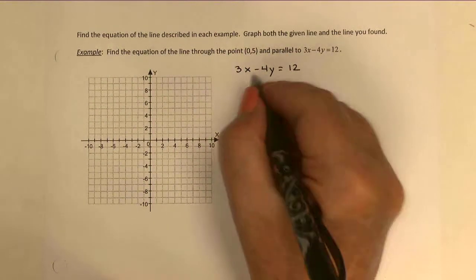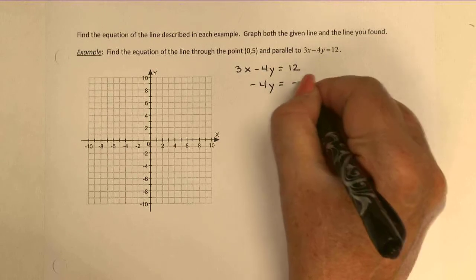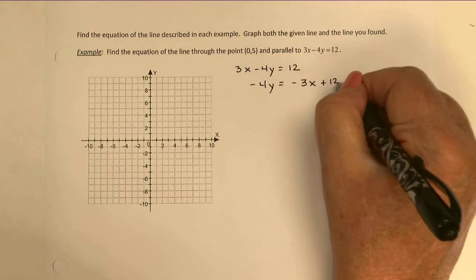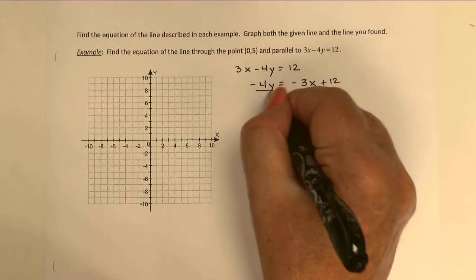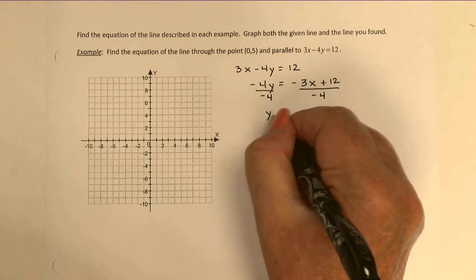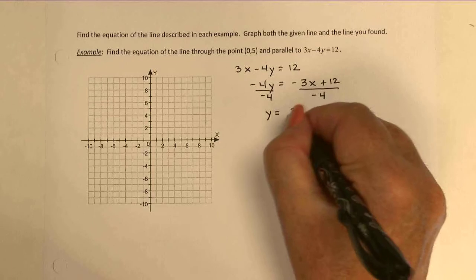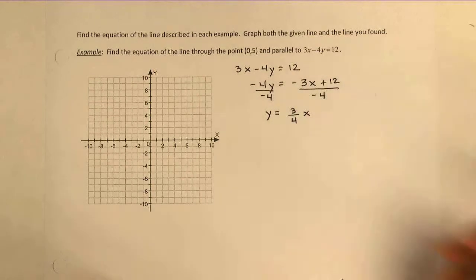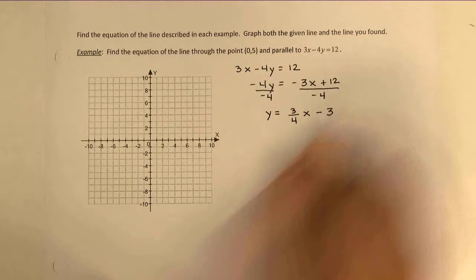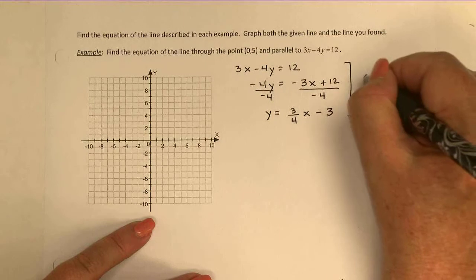If I want to get y by itself, I'm going to have to subtract the 3x, which would make it a negative 3x when I get it over on the right, plus 12. And then I'm going to divide both sides by negative 4. Negative 3 divided by negative 4, I'll write as a positive 3/4 x. And then 12 divided by negative 4 is negative 3. This is my original line.